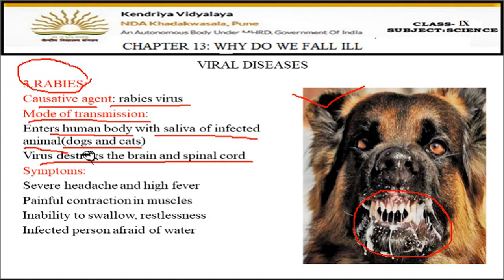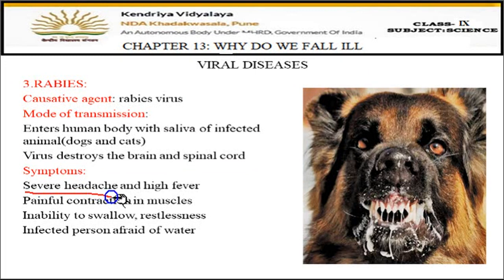And what is the mode of transmission? With the bite of rabid dogs and cats, animals which have the rabies virus in them. Then what are the symptoms? The first symptom is severe headache and high fever, then painful contraction and pains in the muscles, then inability to swallow. The person is not able to swallow food or water, not able to take food through the throat region. Then restlessness, the person will feel restless.